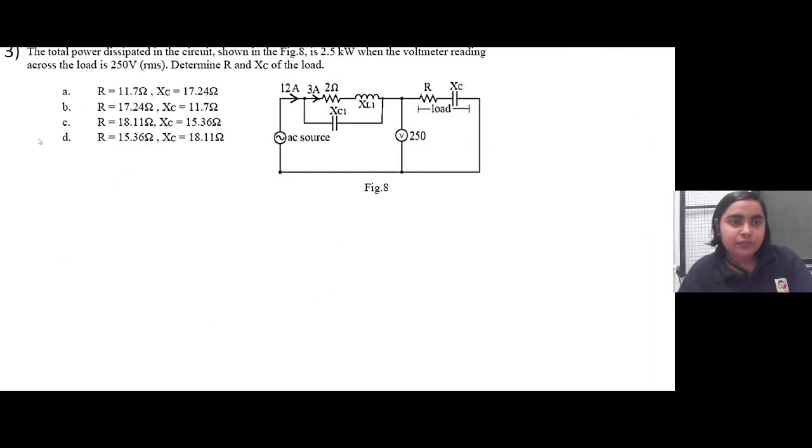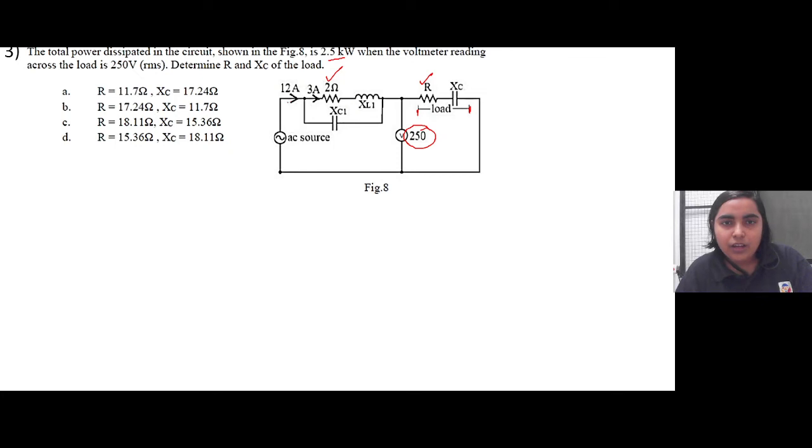So here, the total power dissipated in the circuit is given as 25 kilowatt when the voltmeter reading across the load is 250 volt RMS. Determine R and XC of the load. So this part is the load, as shown here. This is the load circuit, and the voltage across this load circuit is given as 250 volt. Now it is said that 25 kilowatt power is dissipated in the total circuit. Total circuit would include this resistor and this particular resistor, right? So the total power dissipated will be the one dissipated by this 2 ohm resistor and this R, whose value is unknown.